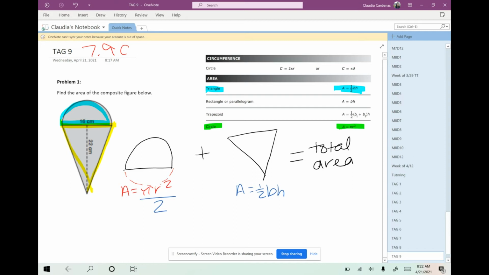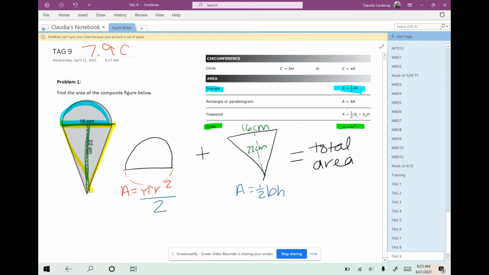Okay, now that we have both formulas, we can go ahead and start substituting to find the area of this composite shape. Let's make sure that we have the correct measurements. First, we do know the measurements of the triangle, which is 16 centimeters across, so I'll put that here, and 22 centimeters tall as the height. So let me add that.